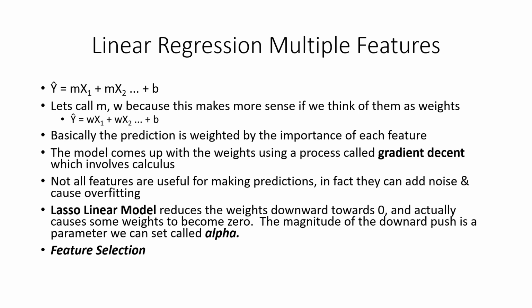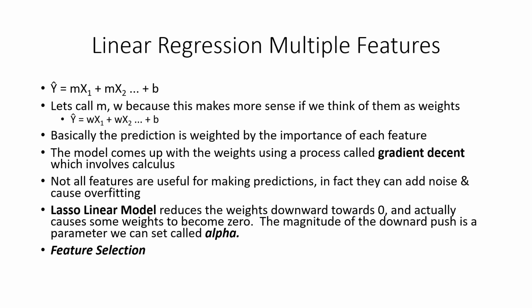Okay, so we see that basically our prediction is nothing more than the mean plus the weight of each feature. And that feature can be positive or negative, so it can increase or decrease the final value of the mean. All right, so just to let you know how this works, the model that we use comes up with the weights using a process called gradient descent, which involves calculus. But because this logic is already built into the library of our model, we don't have to worry about it.